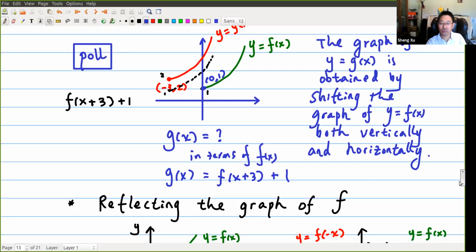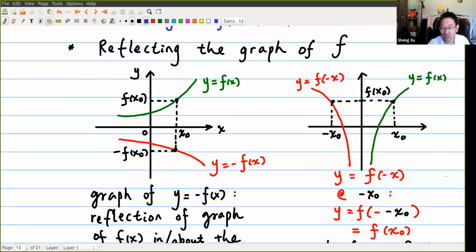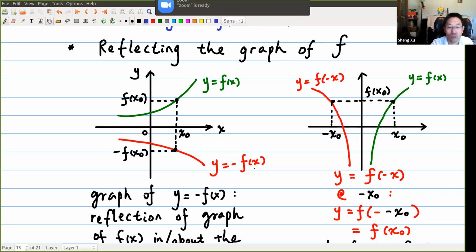Next, reflection. This is very easy to understand, reflecting a graph of f. The first part is easy, but the second part maybe is a little bit confusing. So suppose I have a graph y equals f of x, which is this green curve here. Now what's the graph of y equals negative f of x? Okay, so again, take one arbitrary point on this green curve, say x naught, f of x naught. Then the corresponding point on y equals negative f of x would be x naught, negative f of x naught. So these two points, at the same x naught location, one is above, one is below, and the same distance from the x-axis, which means these two points are what? They are symmetric about the x-axis, right?